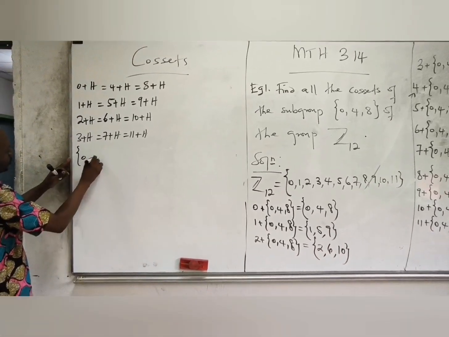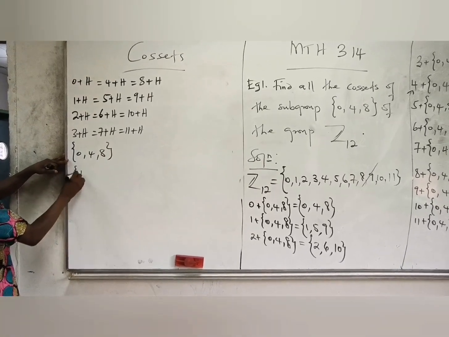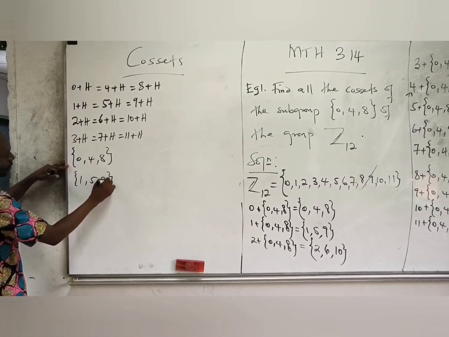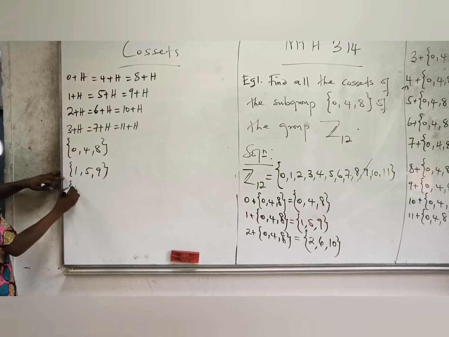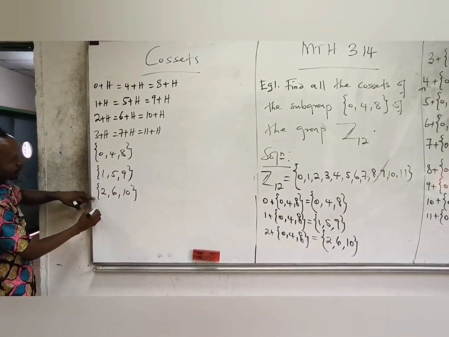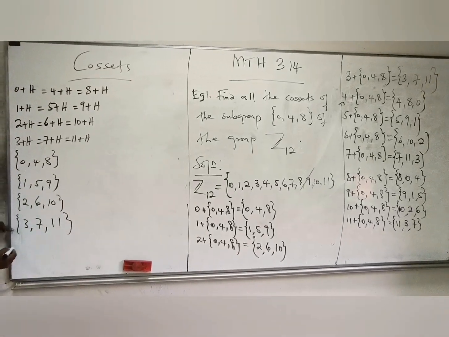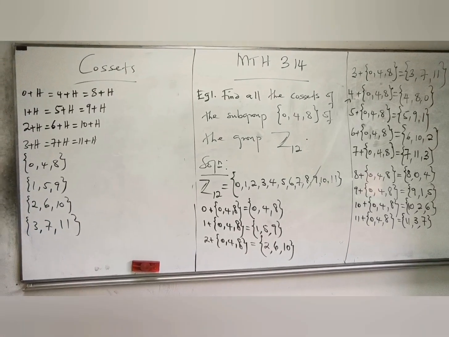We have 0, 4, 8. We have 1, 5, 9. We have 2, 6, 10. We have 3, 7, 11. Is that all? Yes. Watch.